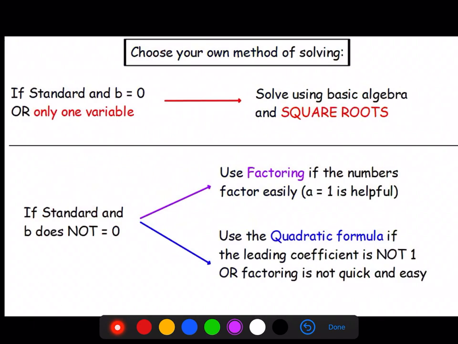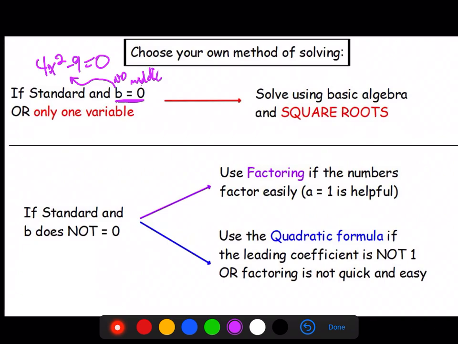If you're in standard form and b is equal to 0, such as an equation like our 4x squared minus 9 equal to 0. Notice again, b equal to 0. There was no middle term, right? No middle. Well, if that's the case, it's a great time to solve by square roots, as we saw.